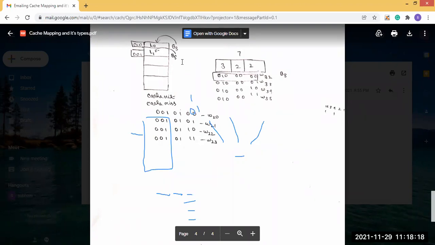So this is all about our mapping techniques. We have seen the cache mapping. In the next class we will see the cache replacement policies, the FIFO algorithm, then LRU, and others.